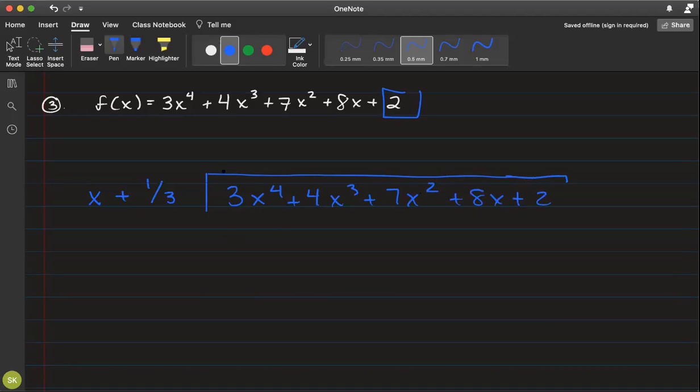Okay, let's just start by seeing what we need to multiply this by to get 3x to the 4th. Well, that's 3x cubed. You multiply that, you get 3x to the 4th. We're going to be careful here. We've got fractions. So you're going to take 1/3 of 3x cubed. Well, the 3's will go away, and you're just going to be left with x cubed.